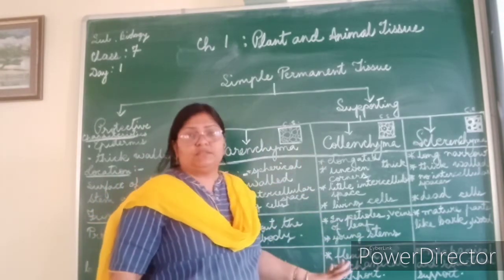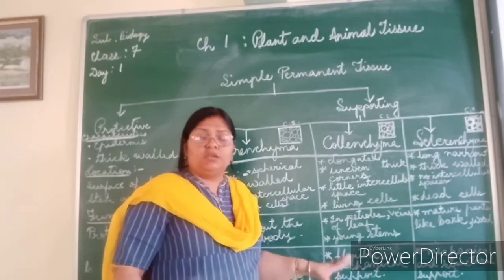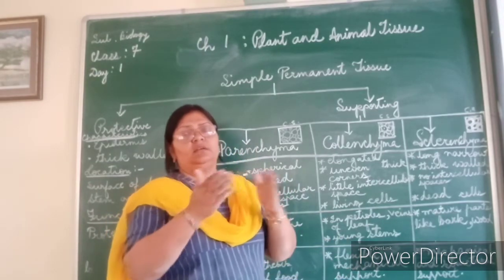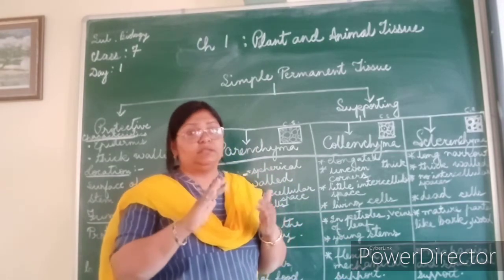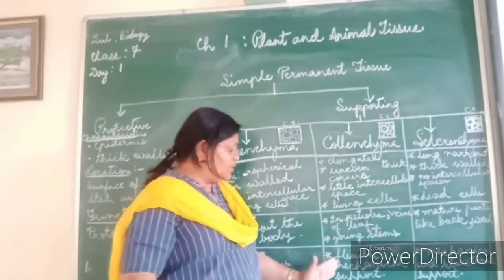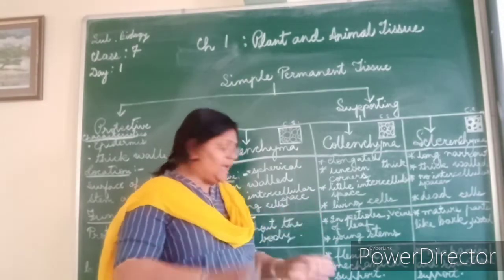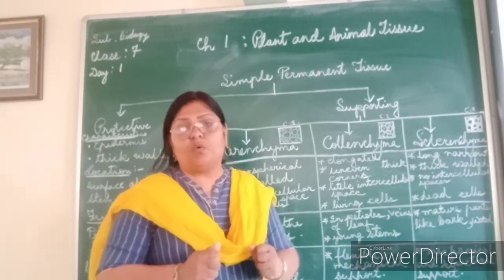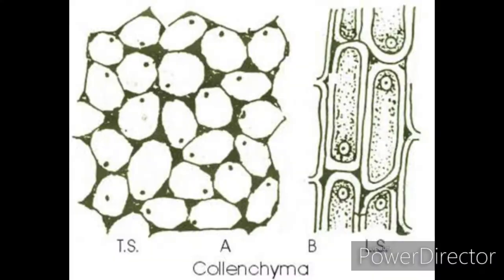Now, what is its function? How does it help the plant? You must have seen on a windy day the plant sways, but it doesn't break off. It is because of this, because it provides flexibility and mechanical support to the plant. Fine?